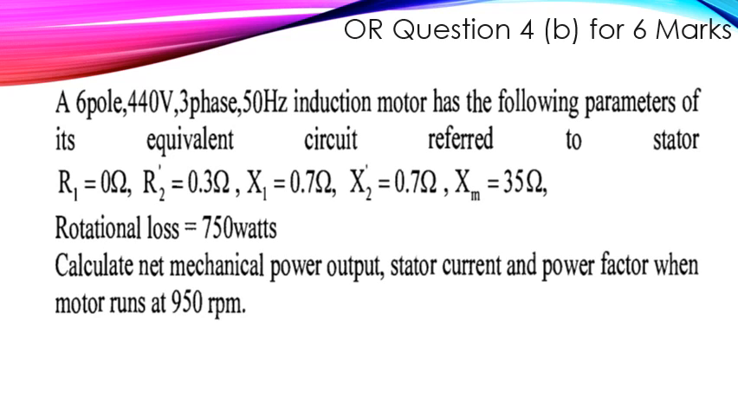The next question is question 4b for 6 marks. A 6-pole 440 volt 3-phase 50 Hz induction motor has the following parameters of its equivalent circuit referred to stator. R1 is 0 ohm, R2 dash 0.3 ohm, X1 is 0.7 ohm, X2 dash is 0.7 ohm, Xm is 35 ohm, and the rotational losses are 750 watts. Calculate net mechanical power output, stator current, and power factor when motor runs at 950 rpm.